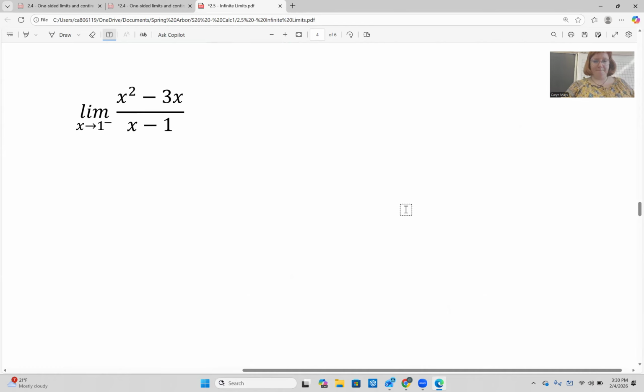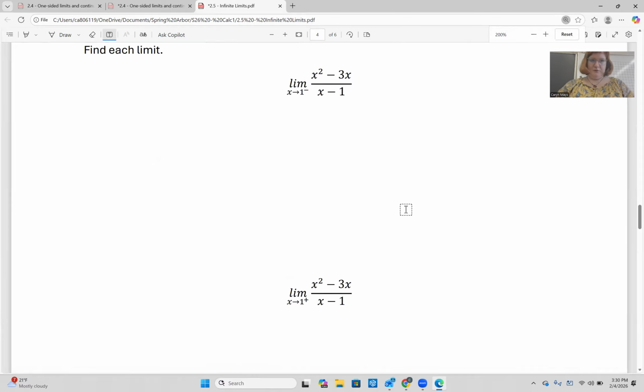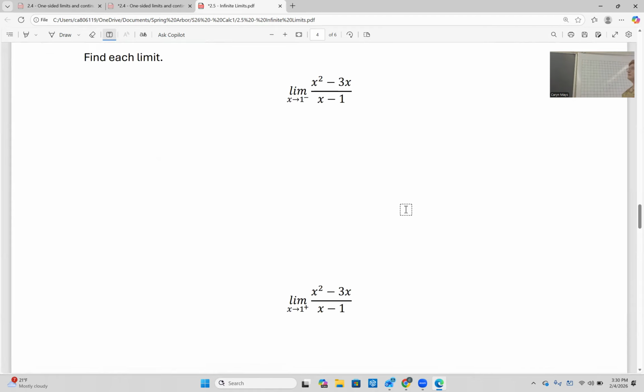All right. Back to these though. I want you guys to try these, finding each of these limits. It's the same function. You just need to find the left and right hand limit of these functions.